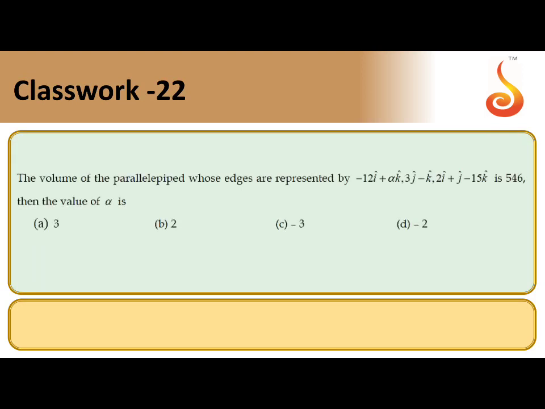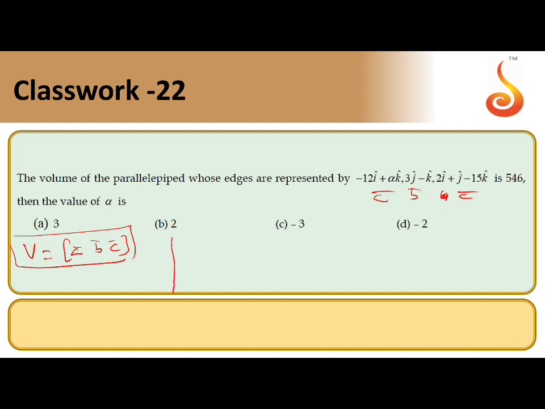The volume of a parallelepiped whose edges are represented by this. There is a formula for the volume of a parallelepiped. Edges you can take as A bar, B bar and C bar. So the volume of the parallelepiped is box ABC. That is the formula for the volume. Here the volume is given as 546. How to find box ABC? Determinant. Determinant equal to 546.